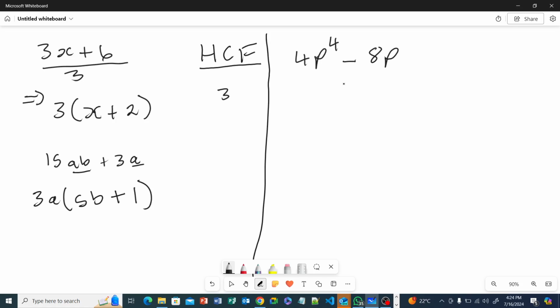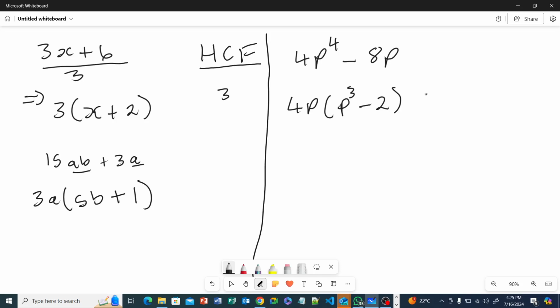If you take out 4p here, 4 divided by 4, you will be left with 1 in numerical terms. p to the exponent of 4 divided by p, you will be left with p cubed. Now, negative 8 divided by 4, you'll be left with negative 2. p divided by p will be just 1. So now this will be the solution to the above equation.